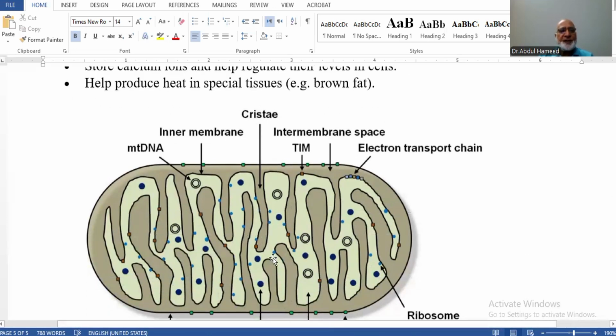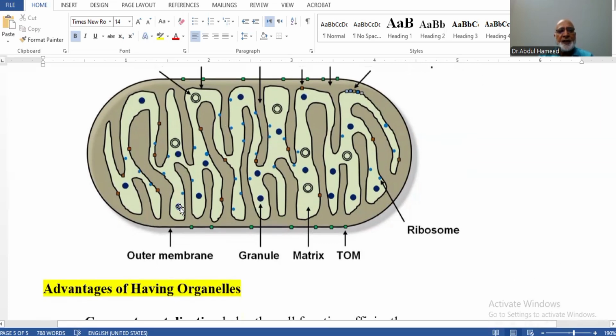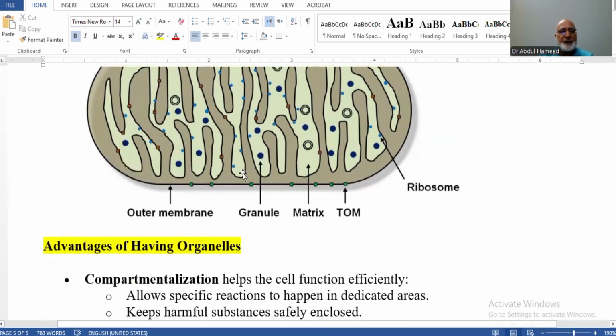So this is the detailed structure of the mitochondria: the outer membrane and the inner membrane having projections. These projections, one is a crista and the plural is cristae. Inside the matrix, granules are there and ribosomes are there. The mitochondrial DNA is there. So these structures are meant for their special functions.